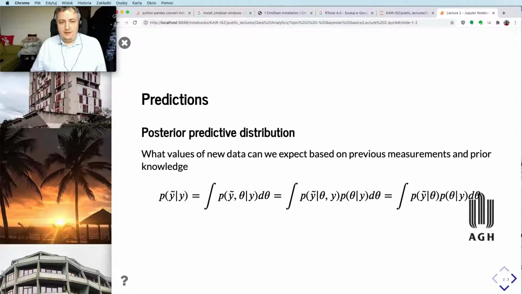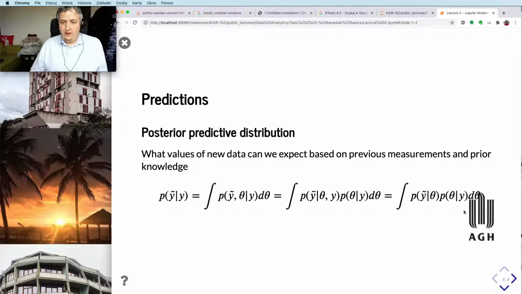The predictions are not directly dependent on measurements, just by the conditioning of parameters on values of y. So this is a very similar formula: likelihood and knowledge about theta. But this knowledge about theta is conditional on y, and we can get it from Bayes' theorem. So we can replace this formula here with the likelihood of y, not tilde, but y, on theta.